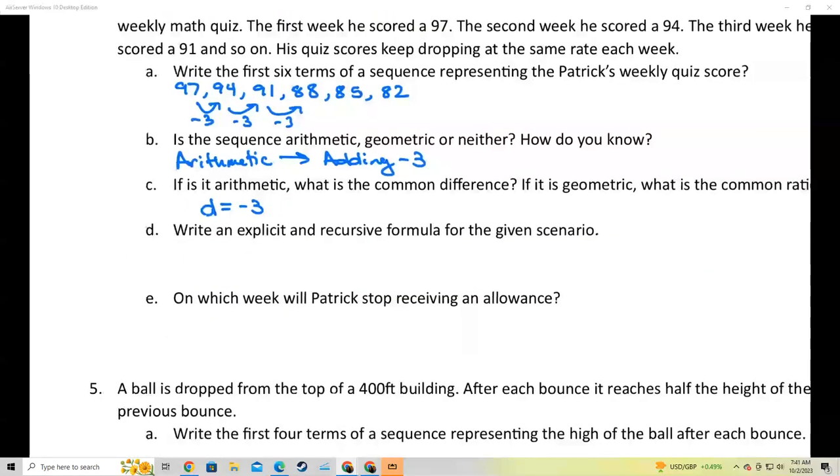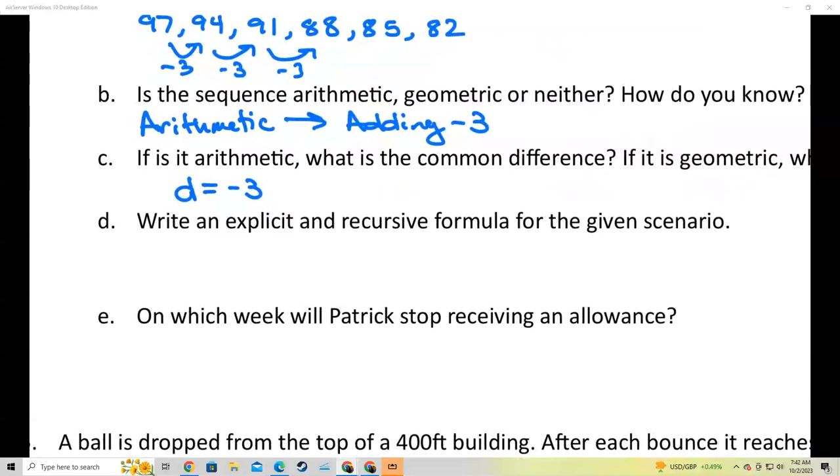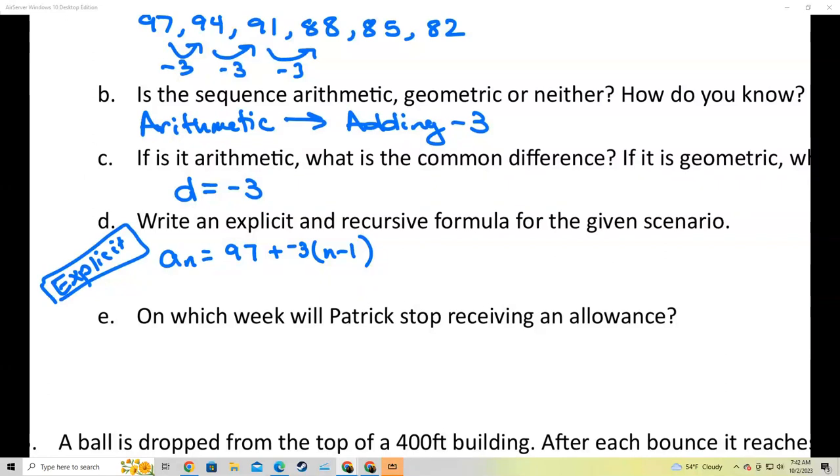Write the explicit and recursive formulas for the scenario. Remember that the explicit one starts off with a sub n. You need your first term, which in this case is 97, plus the common difference, which is negative 3, times n minus 1. Guys, you could have also written that as 97 minus 3 times n minus 1. I think that looks a little bit cleaner because the positive and the negative are just going to turn into a negative, okay? Both ways work.